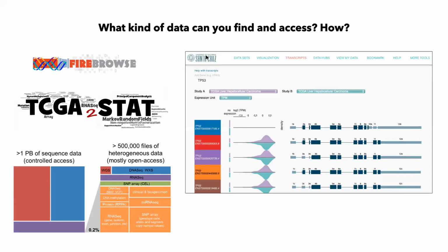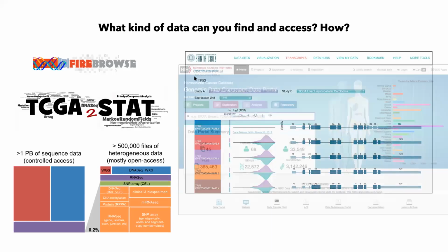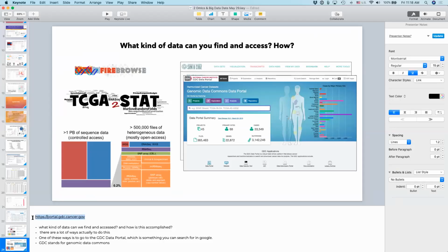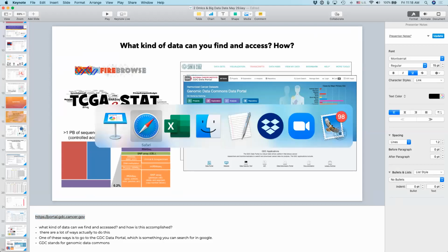The UCSC repository, where you can search for detailed variation. You can see the GDC data portal, where actually all of the raw data is located, and also Firebrowse, right? So those are the three things that we will briefly discuss. So let's first go to the data portal. This is the link.